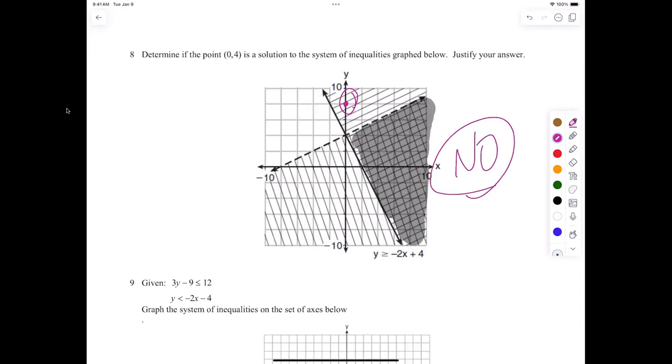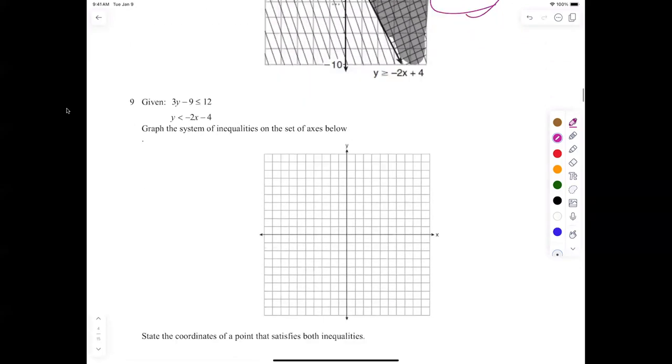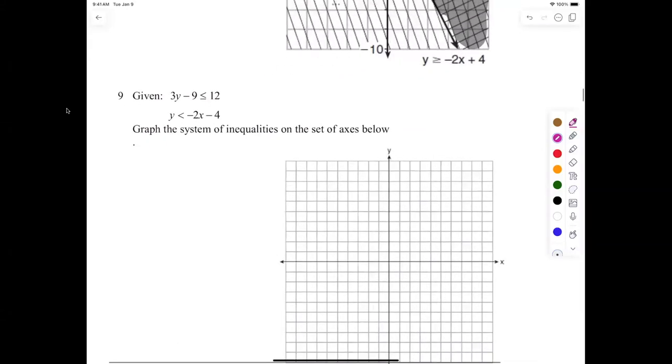Number 9, here we go. Let's practice our graphing. All right, what do I have to do for the first one? Add 9. So 3y is less than or equal to, help me. Yes, I'm aware of 9 plus 12. I was hoping you would know it was 21. Break out the calculator, Caroline.